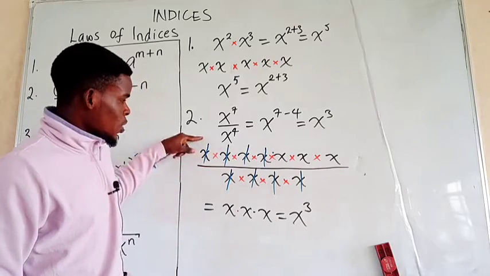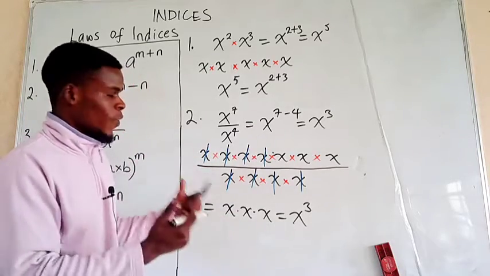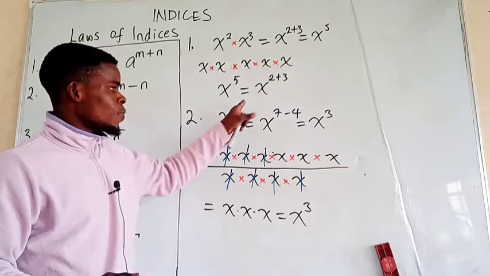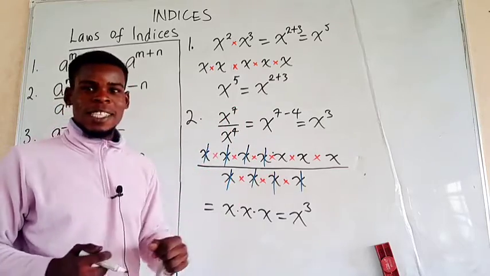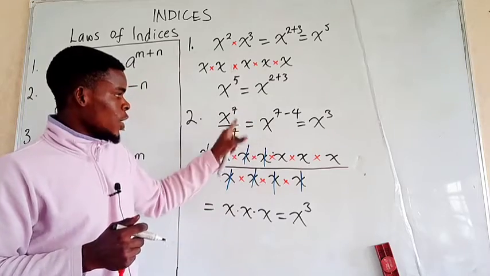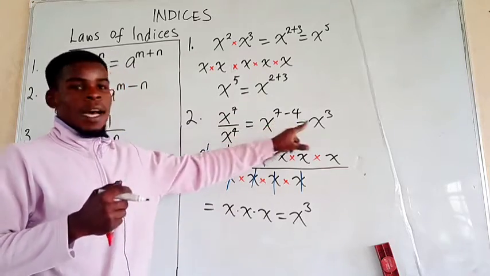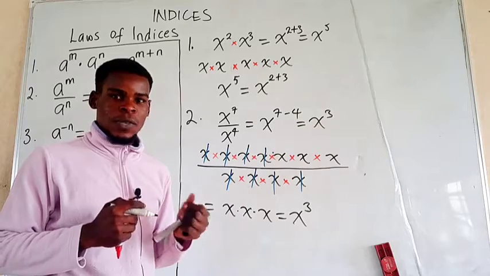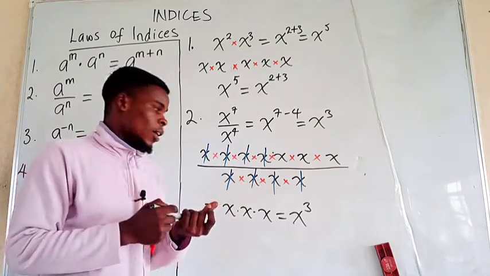So instead of going through this tedious process, which is going to be very long, assuming I gave you x to the power 100, are you going to write it down 100 times? So this will shorten the steps for you, all right? So you just take the power here, subtract this one from it, and the result is what you get as the new index. Okay, so that's very nice.